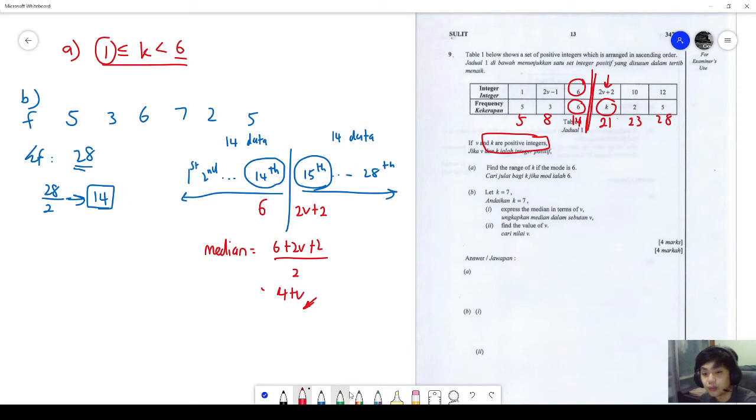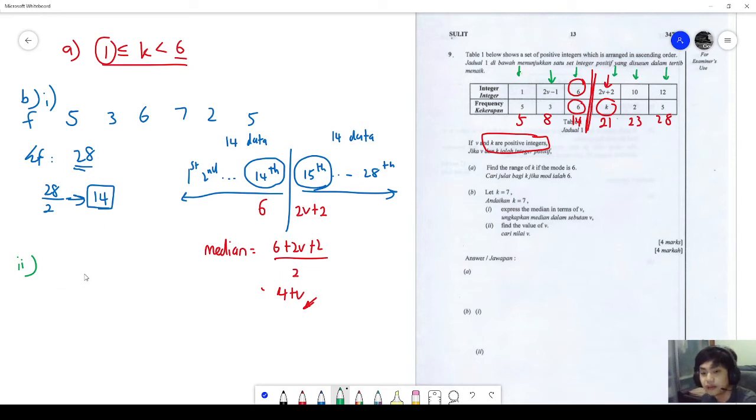Right, so this is for part 1. So part 2, now they ask us to find the value of V. To find the value of V, we need to understand that these numbers are arranged in ascending order. So they are ordered in a specific manner.